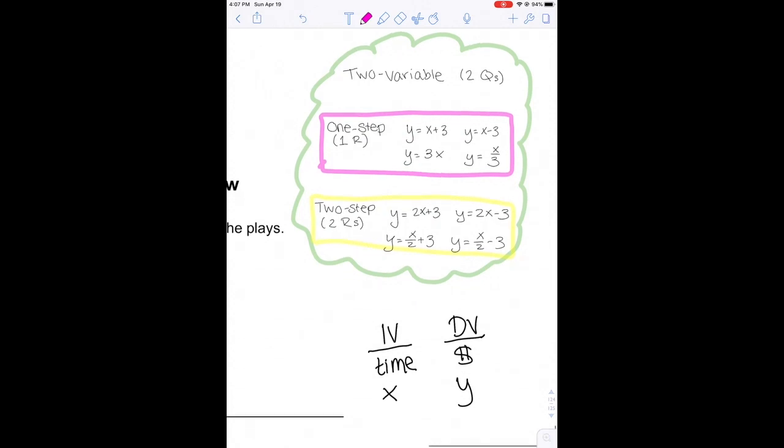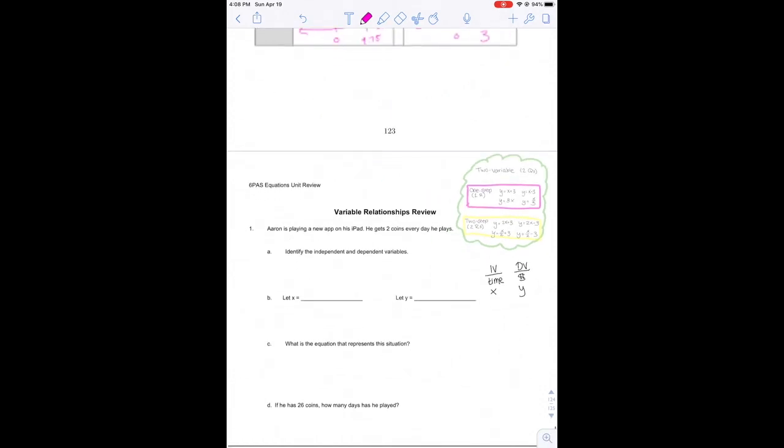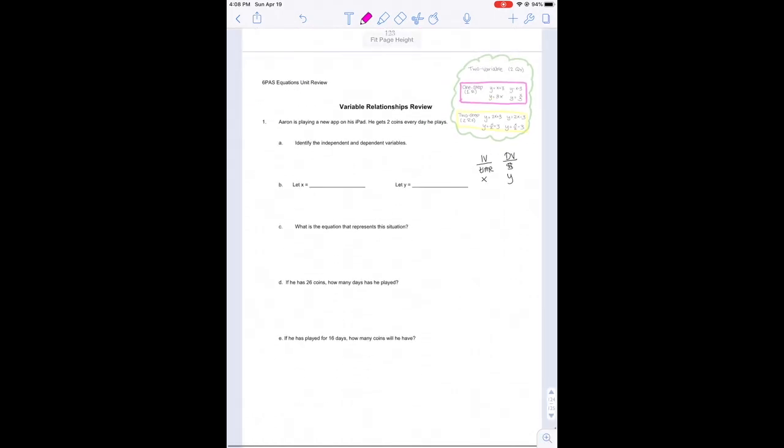I also have the information about independent and dependent variables. Independent variable is usually time, and it corresponds to X always. Dependent variable is often money, and it corresponds to Y always. Go ahead and try this entire page and come back when you're ready to go over it. Hopefully you are ready to go over it.